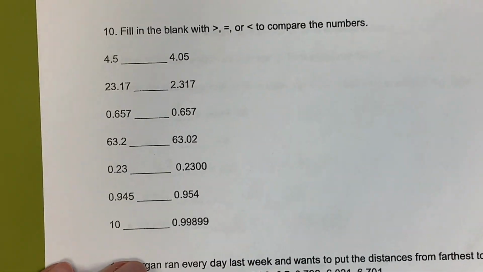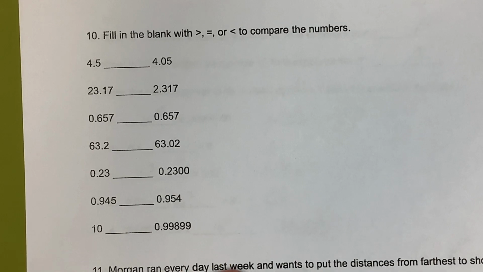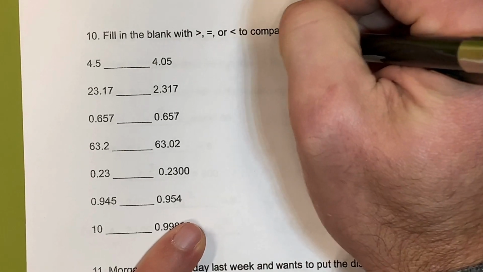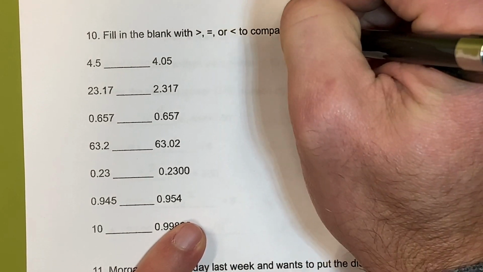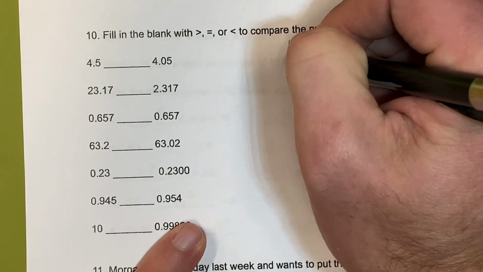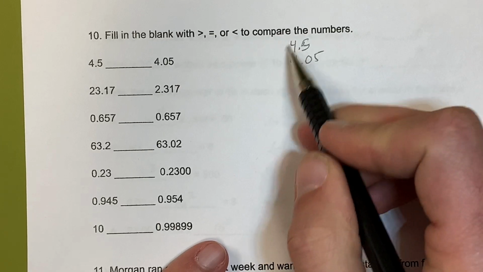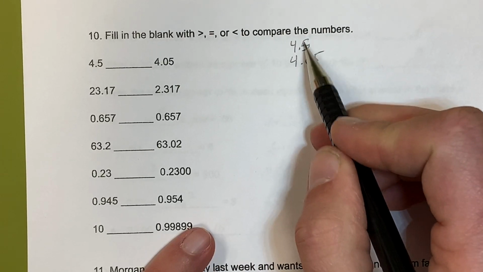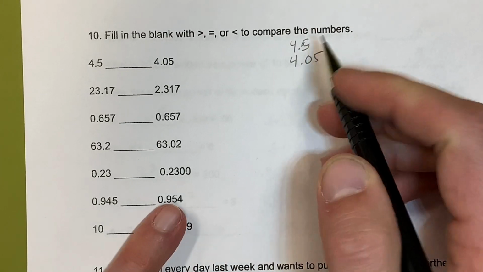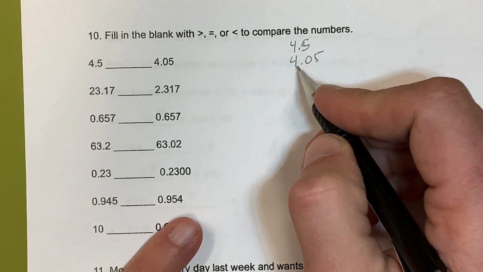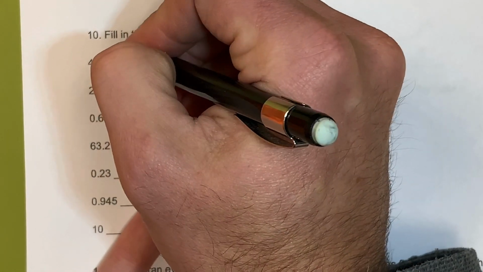Fill in the blank comparing decimals. The biggest thing to do with comparing decimals is align them. So we'll start here with 4.5 and 4.05. The first thing I'm going to do, the 4s are the same, so the whole pieces are the same. This one, I have 5, and at 0, the 5 is bigger than the 0, so I know 4.5 is greater than 4 and 5 hundredths.